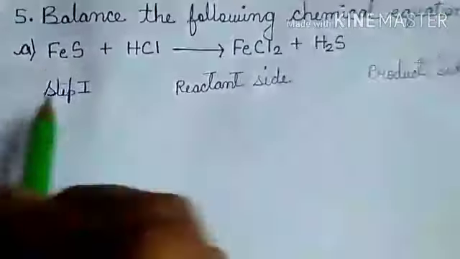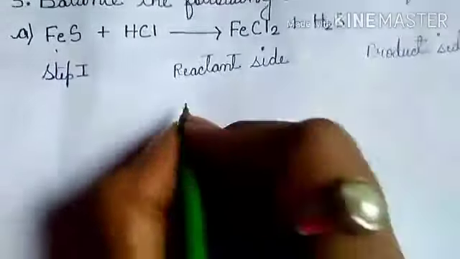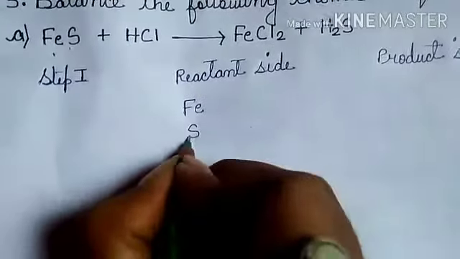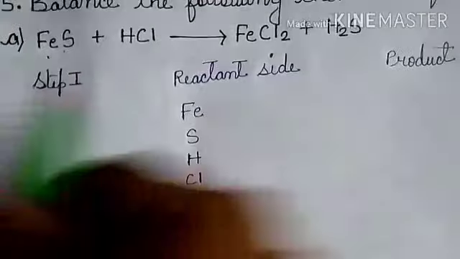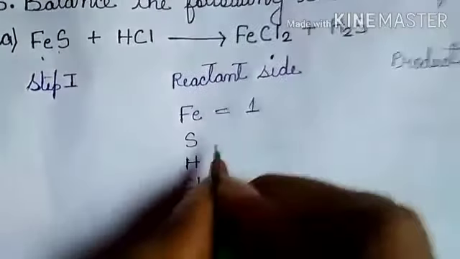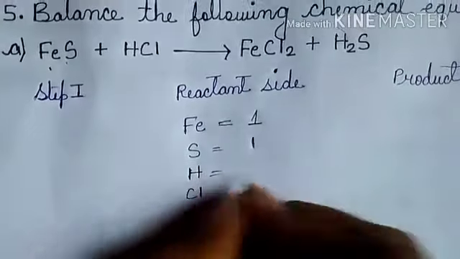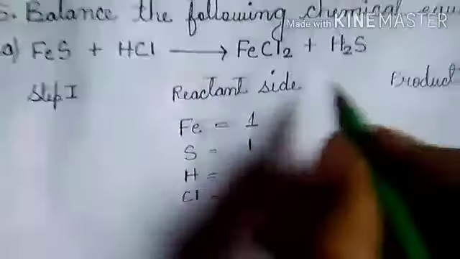Now we will see the atoms on either side. First we write Fe, then S, then H, hydrogen, and chlorine. Now see how many Fe are there? 1. How many sulfur are there? 1. Hydrogen is also 1 and chlorine is also 1.